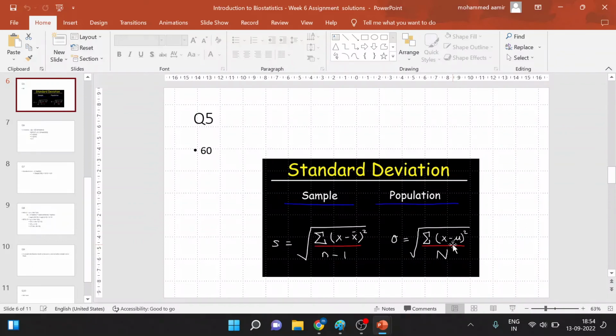Okay, so you can take x bar and mu to be similar, and then you sum over everything divided by n, which is your population size.